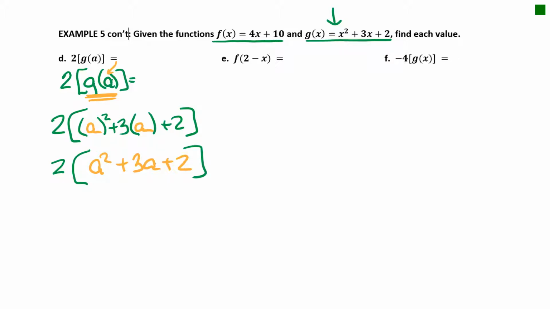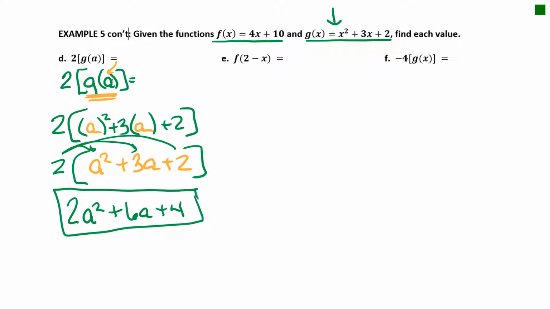So now, what does my dear Aunt Sally say? After parentheses, I don't have any exponents, I'm going to multiply. This is the distributive property. 2 times a squared is 2a squared. 2 times 3a is plus 6a. 2 times 2 is plus 4. And that is my final output. Wow, this is a long video, but it's fun because we're doing functions.